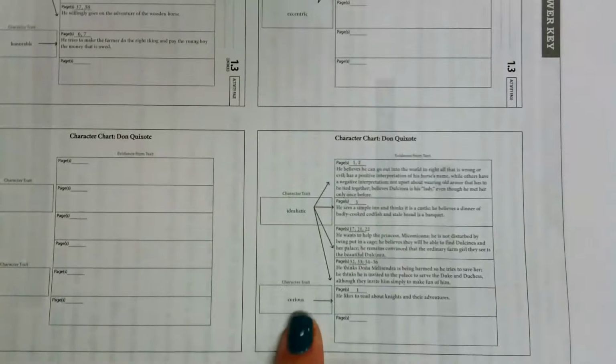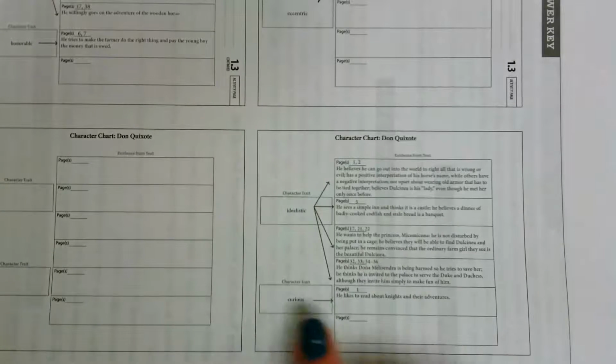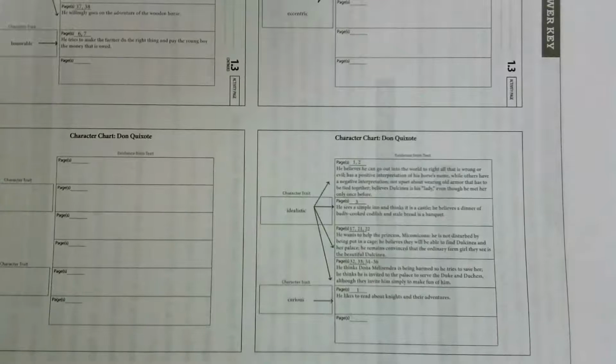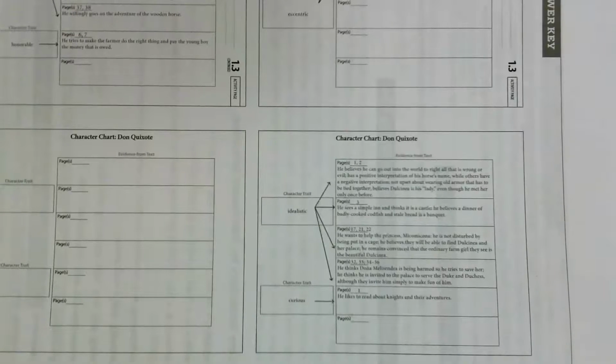Another character trait that they put was curious. On page 1, it says he likes to read about knights and their adventures. So he's curious about them. He wants to know more. He wants to improve his knowledge on something that he's interested in. Let's move on.